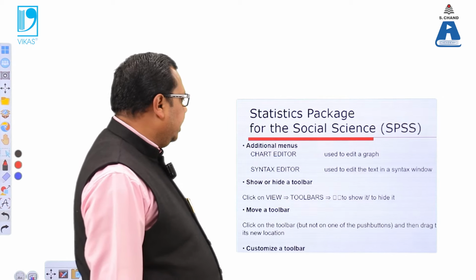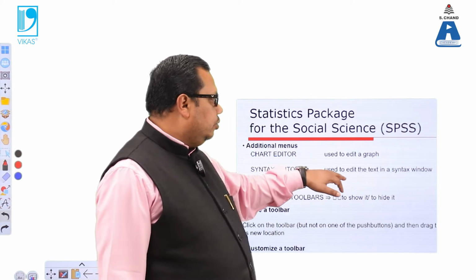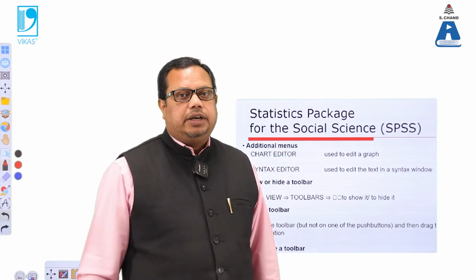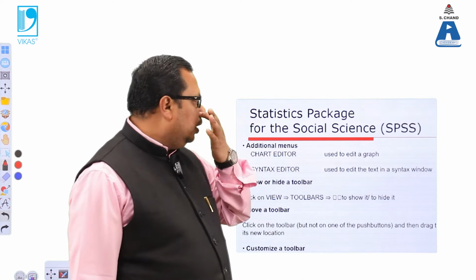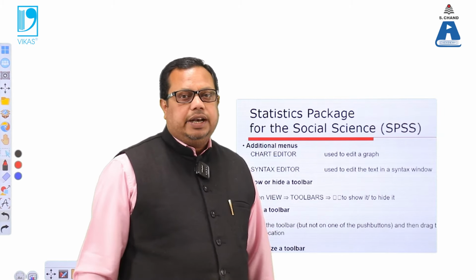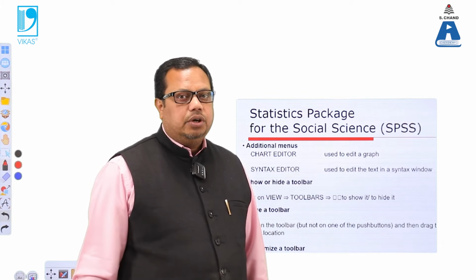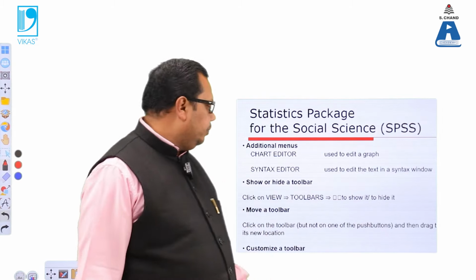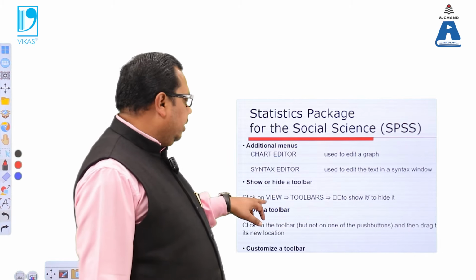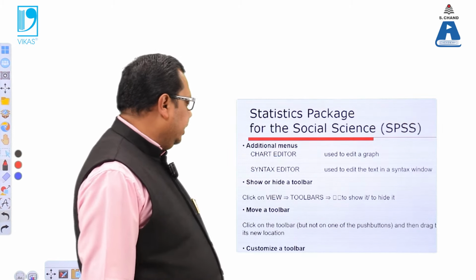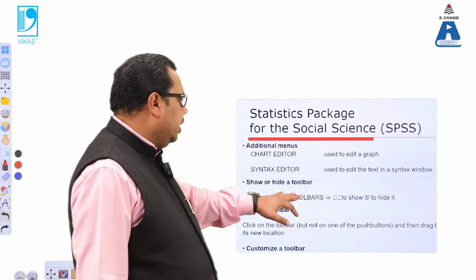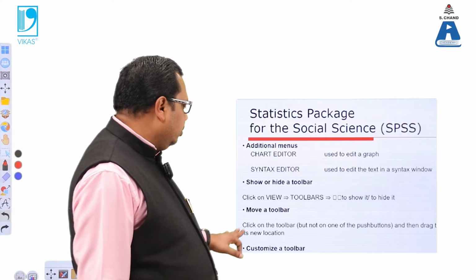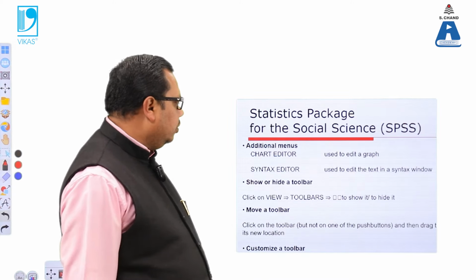Then we have a syntax editor, which is usually used to edit the text in the syntax window. If you want to edit a particular text, then we can also do it. So in total, we can edit the numerical value, and we can also edit the character value, the text menu also. Then we can click the view toolbar, and then we can see the particular data and we can hide it and we can show it. So we can go to any new toolbar also.